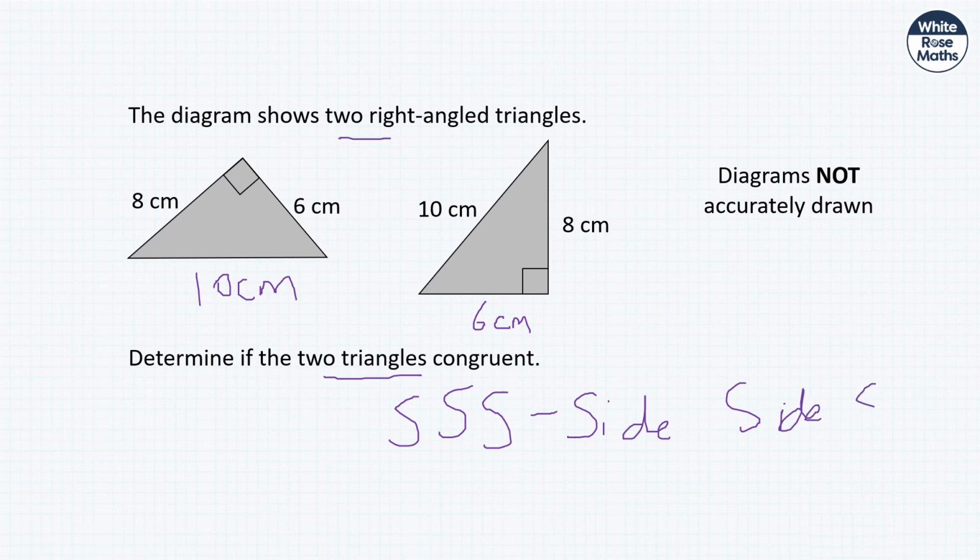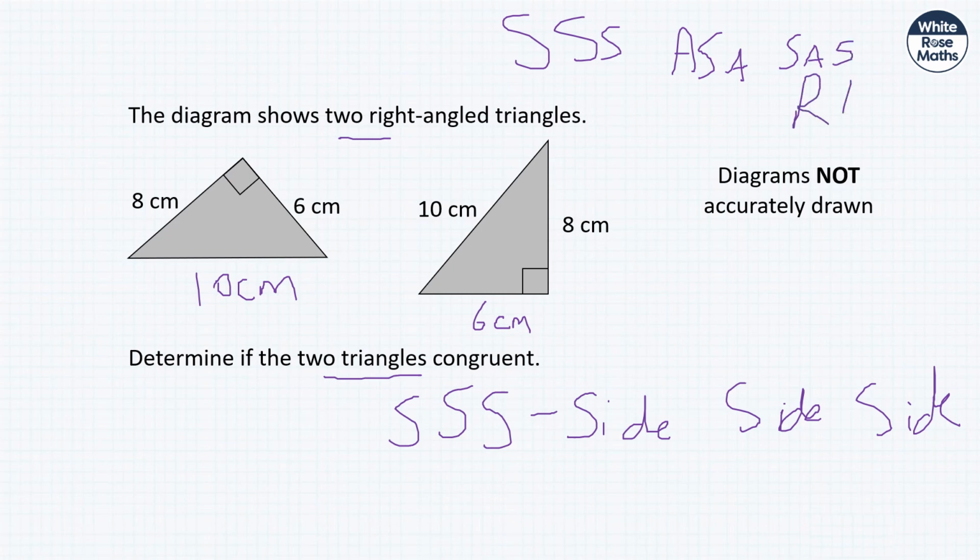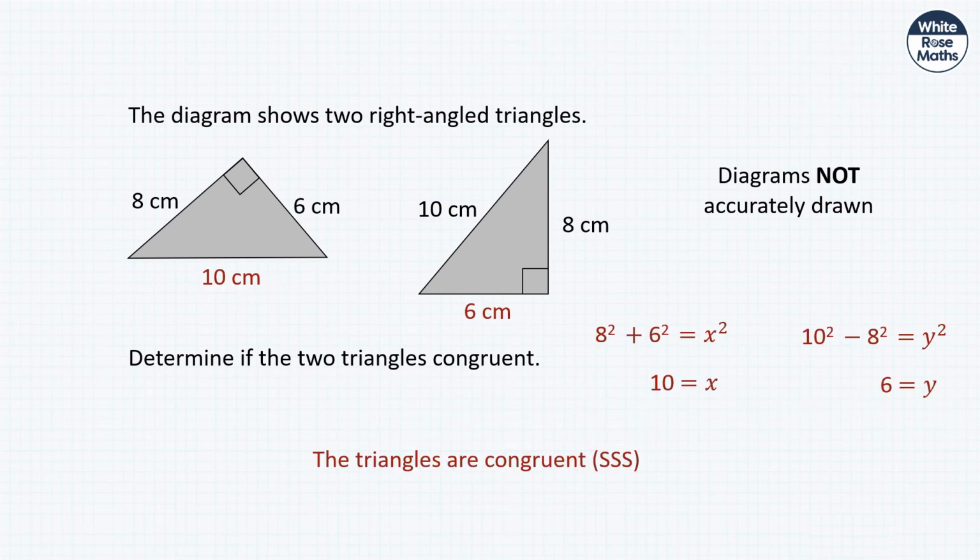So just a quick recap, guys. For congruency, you've got side, side, side, angle, side, angle, side, angle, side, and RHS, right angle, hypotenuse, side. There we go. So that is right.